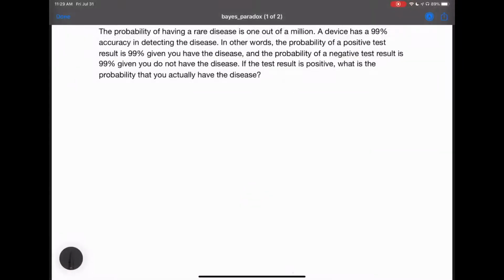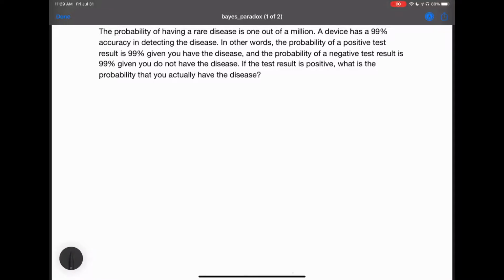The probability of having a rare disease is 1 out of a million. A device has a 99% accuracy in detecting the disease. In other words, the probability of a positive test result is 99% given you have the disease, and the probability of a negative test result is 99% given you do not have the disease. If the test result is positive, what is the probability that you actually have the disease?